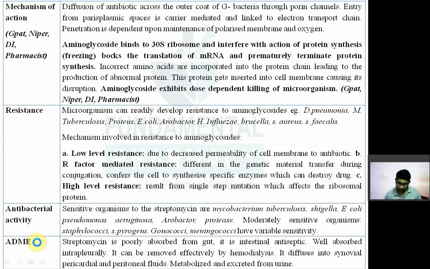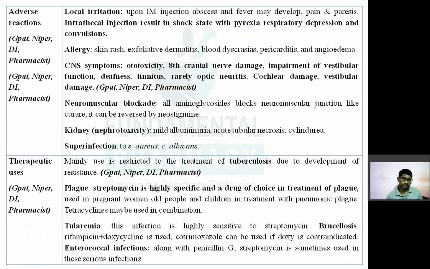So next part we'll see adverse reactions. It is very, very important. Their adverse reactions are more important. So adverse reactions: local irritation like pain at the injection site. Where the injection is given, there will be pain and inflammation. Upon intramuscular injection, abscesses, fever may develop, pain, paralysis.